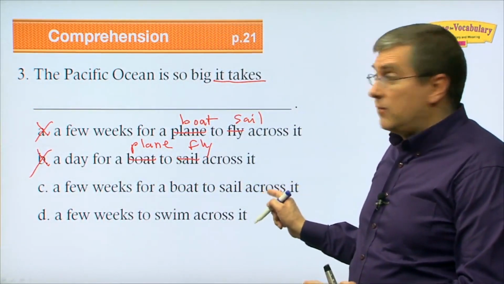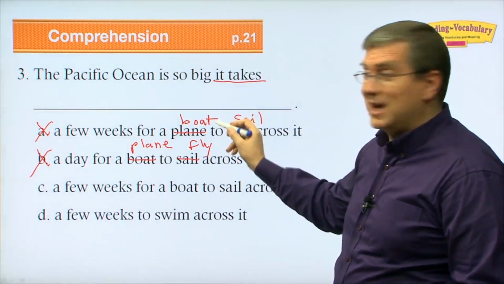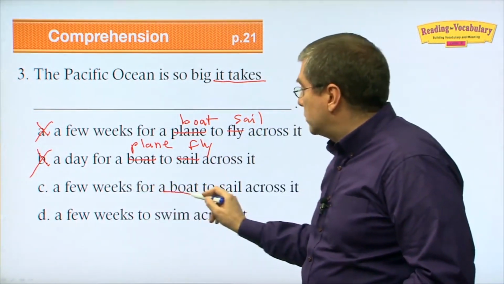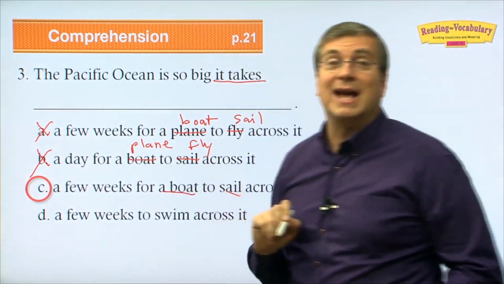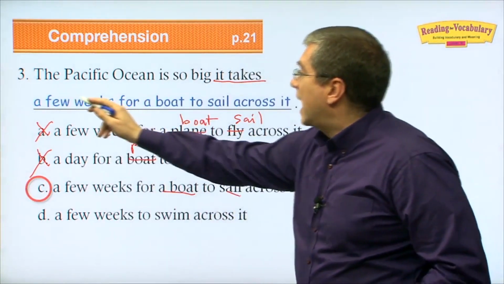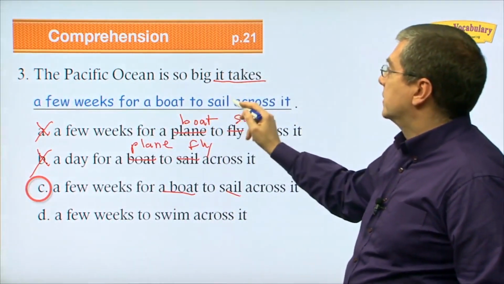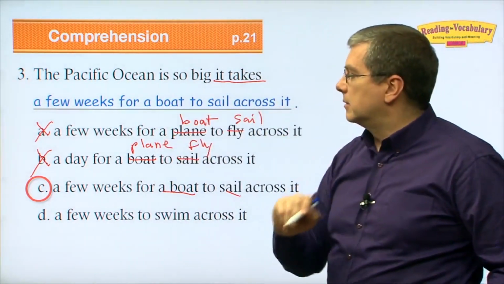A few weeks for a boat to sail across it. Oh, wait, did we see that before? Yeah, that's what I changed A to, right? A few weeks for a boat to sail across it. That's what I changed A to. So C is the right answer. It takes a few weeks for a boat to sail across it. That's the right answer.